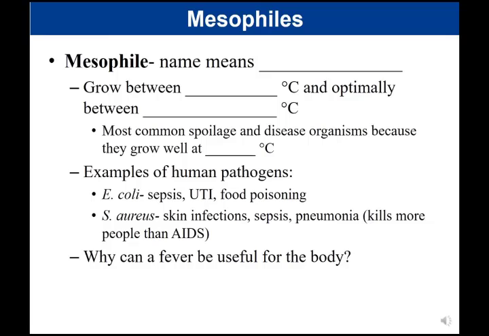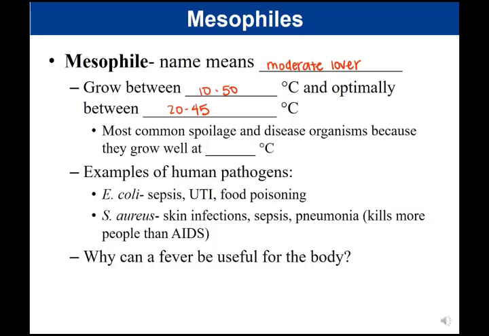So next we have our mesophiles, and the name means moderate lovers. These are our moderate lovers, and these grow typically between 10 and 50, but optimally between 20 to 45. So at room temperature, at human body temperature, and as a result, these are the most common spoilage and disease-causing organisms.